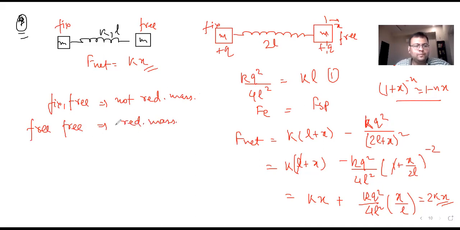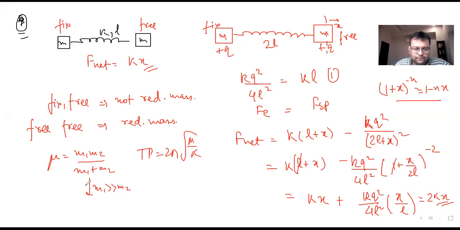Right. Mu in general is given as m1 m2 by (m1 plus m2), and the time period is 2π root mu by k. If one body becomes fixed, then I can say its mass is very large as compared to the other, so it is not moving. Only the other one is oscillating, and so in that case mu becomes equal to m2. Please go through. If doubts, please ask, or else we can move forward.